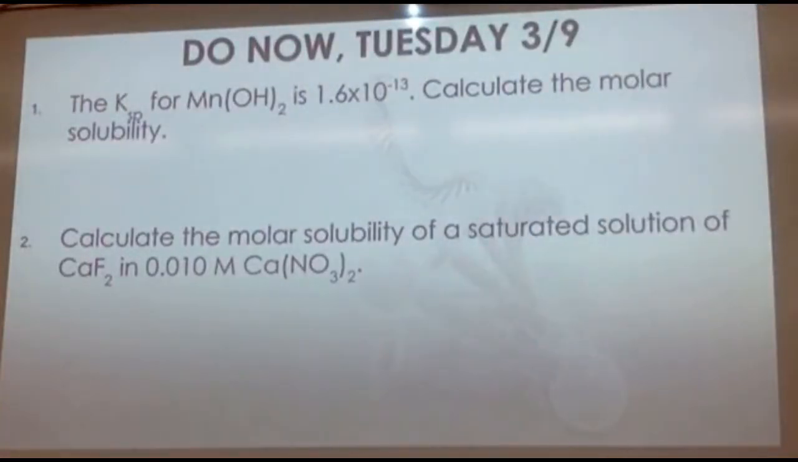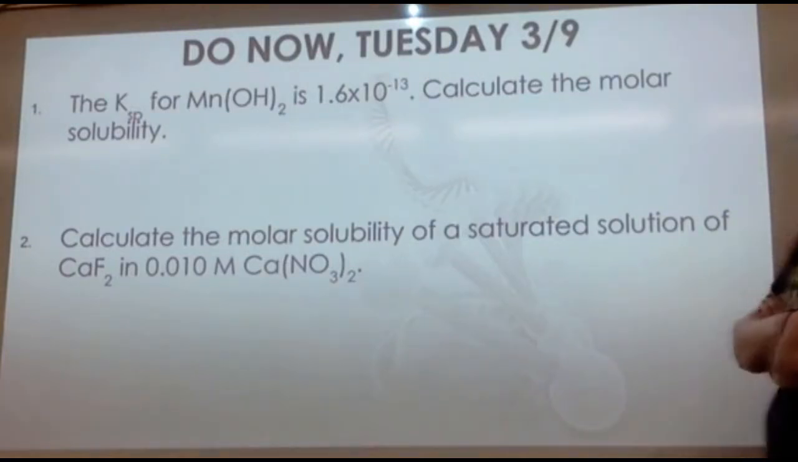For the do now today, there are 2 questions here. One of them, you're given the Ksp for manganese hydroxide, and it asks you to calculate the molar solubility. And then in number 2, it says calculate the molar solubility of a saturated solution of calcium fluoride in a 0.01 molar calcium nitrate solution.